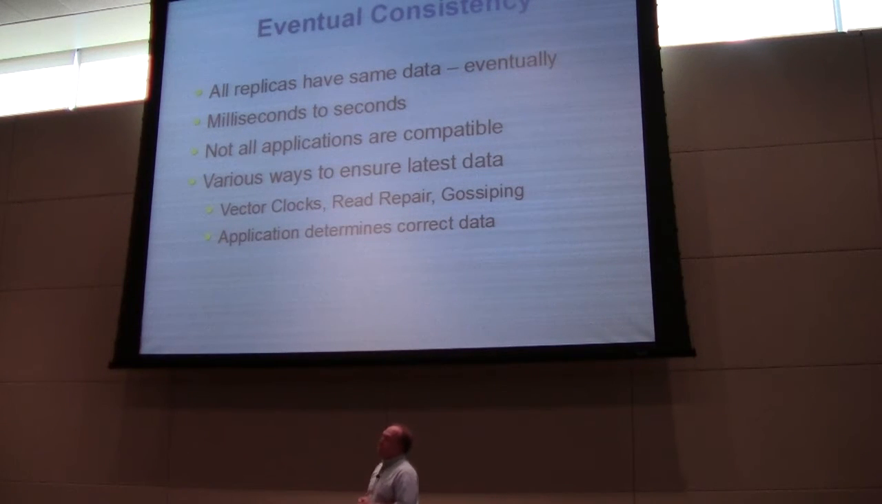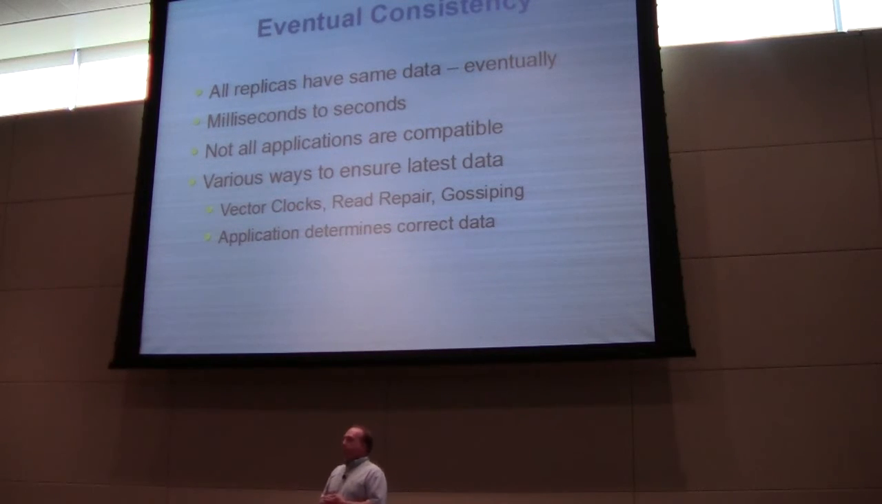So eventual consistency means all replicas of your data will be consistent at some time. That may be in a few milliseconds, that may be in a few seconds. It depends on how many copies of your data you have and how large the cluster is, a lot of different things like that, and something to factor in. So for a lot of applications, eventual consistency works really well.